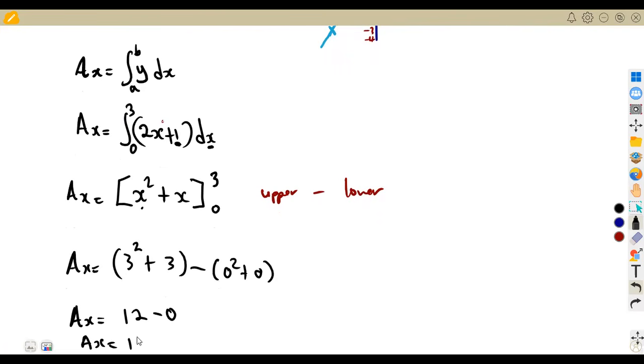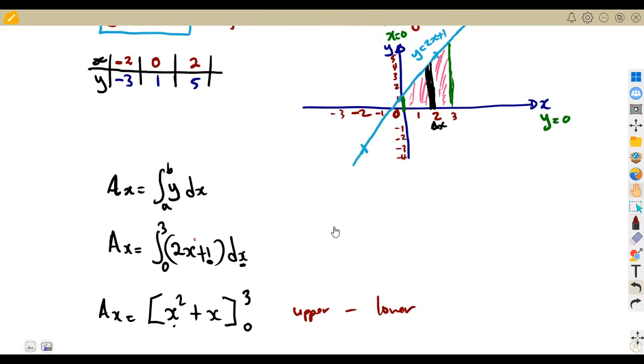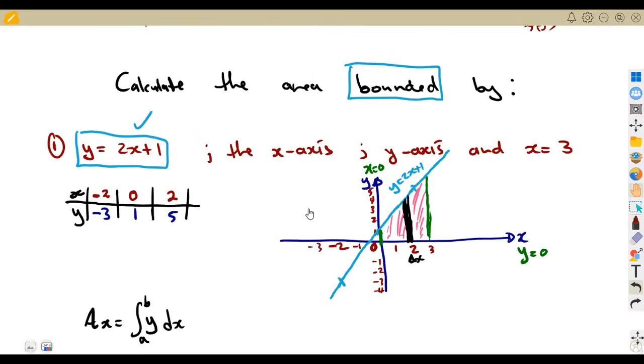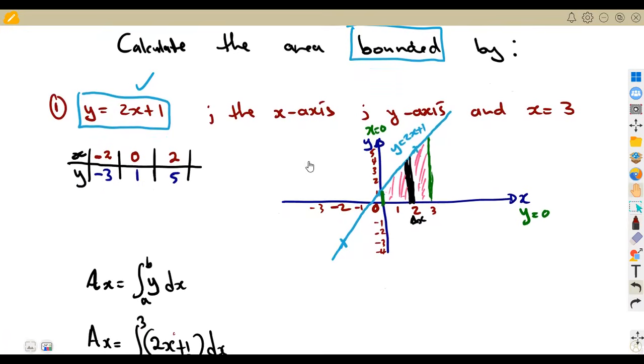All right, so that is our area with respect to x, which is 12 square units, or you can just write it as 12 units squared. The unit of area is the square of that unit. If it is centimeters, it is square centimeters, but here we do not have centimeters or meters. We are just using it as a unit. All right, so that is how these questions will be given on your calculation of the area bounded by a certain graph or a certain function that you'll be given.